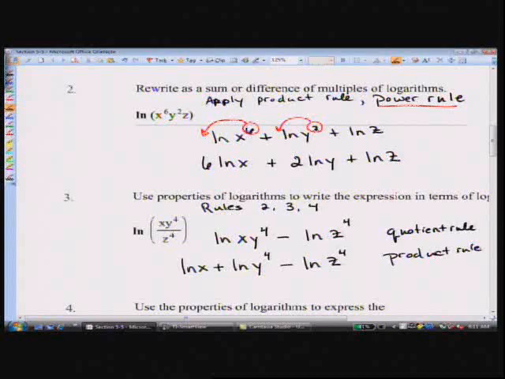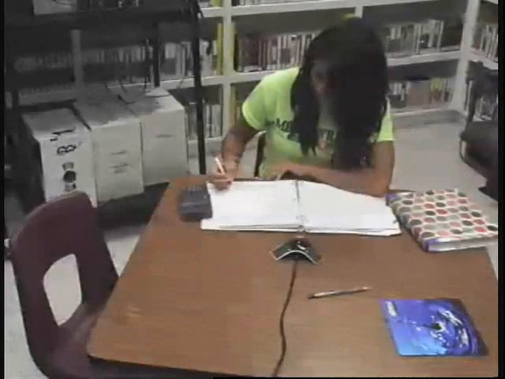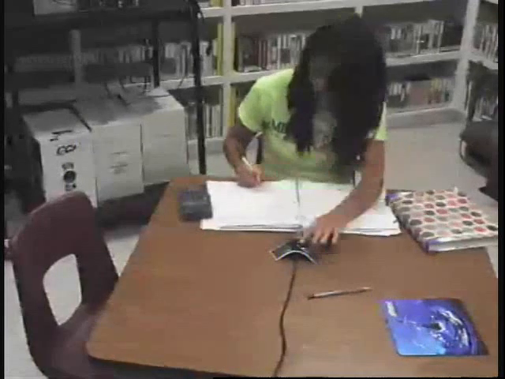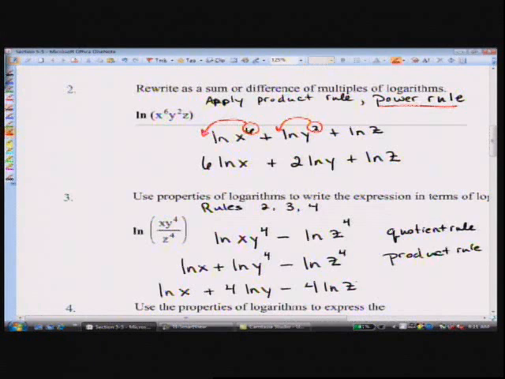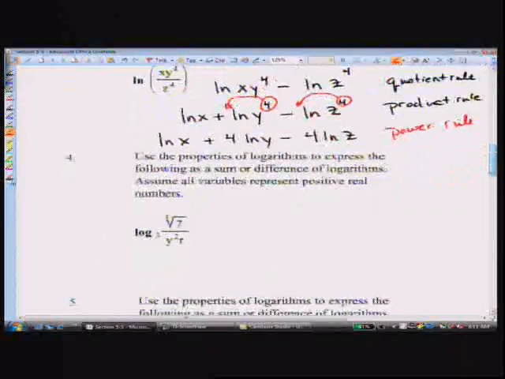It's going to be ln x plus 4 ln y minus 4 ln z. Good. So the power rule brings that exponent on each of these terms to the front. Okay, so that was the power rule. Now it says, use the properties of logarithms.